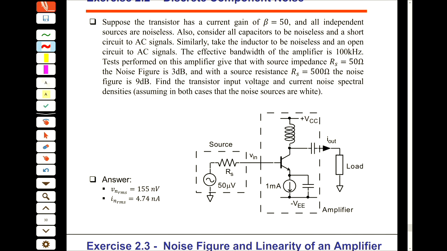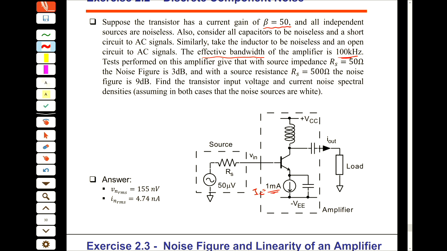For the second question, it says that we have a BJT and this is an amplifier. So we have a BJT amplifier. We bias the amplifier with 1 milliamp, so IC equals 1 milliamp. And it says that the beta of the amplifier is also 50. The effective bandwidth of this system is 100 kilohertz, so B also is given.